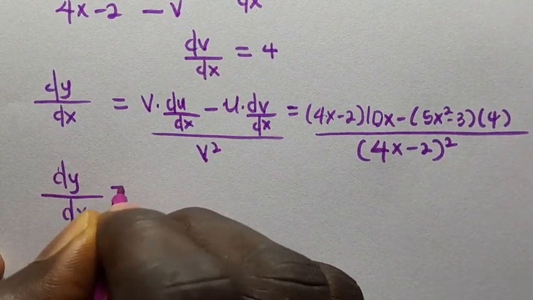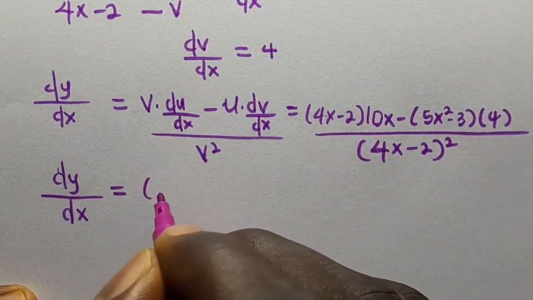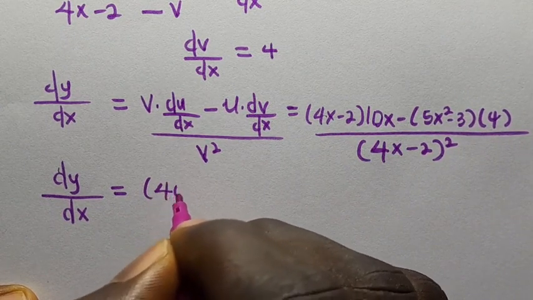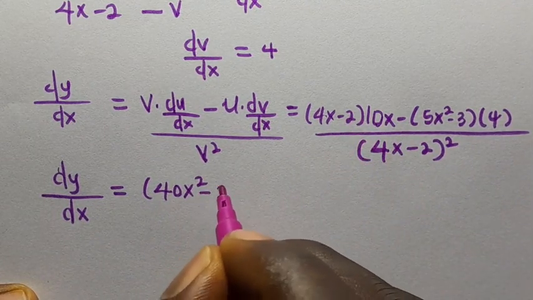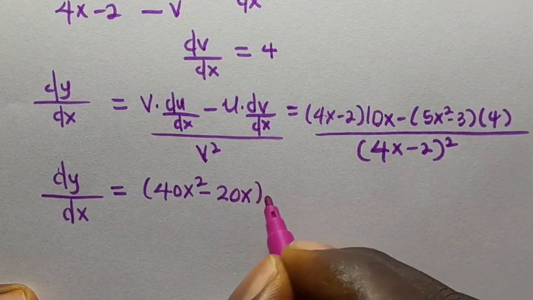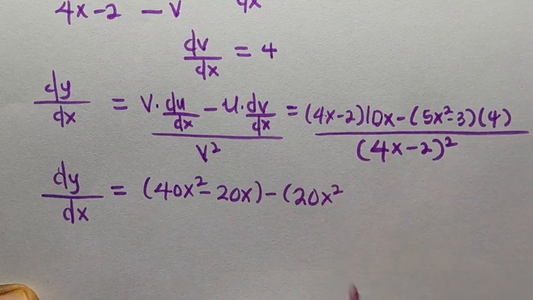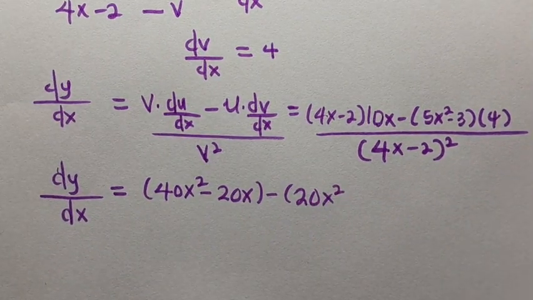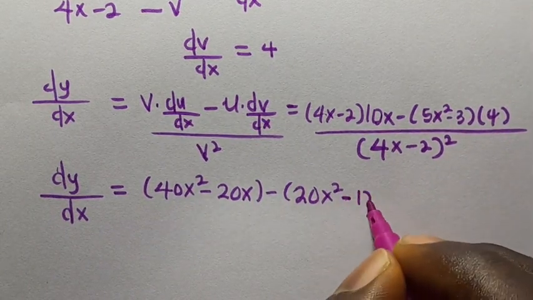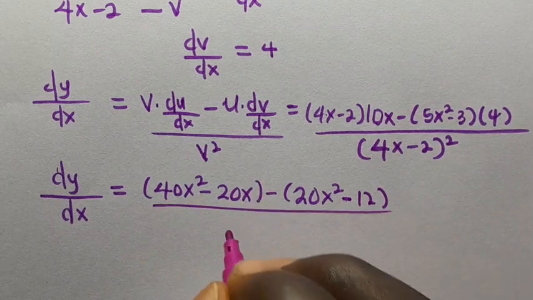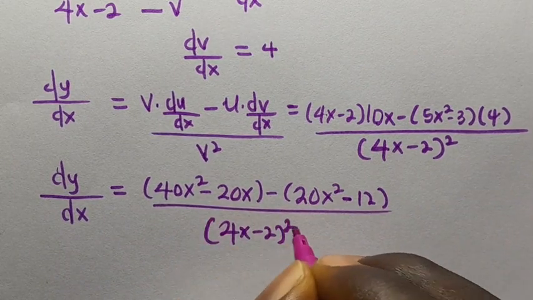So from here, we have dy/dx to be equals this multiplied by this, we have it to be 40x squared. This multiplied by this now be minus 20x. Then this multiplied by this, we have it to be 20x squared. And this multiplied by this, we have it to be minus 12. So all divided by (4x minus 2) all square.